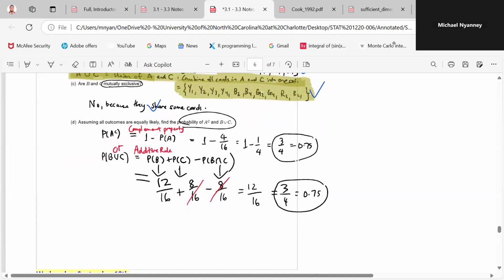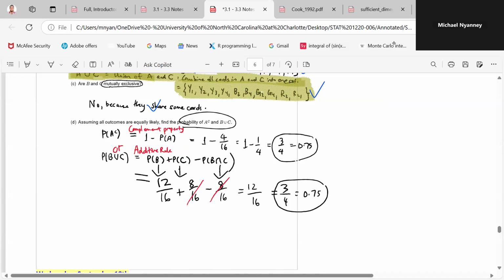Assuming all outcomes are equally likely, it implies that they have equal chance of occurring. So you have 16 of them. If you pick Y1, the probability of Y1 occurring is 1 over 16. We have to find the probability of A complement and B union C. What is the probability of A complement? We can use the complement rule of probability, that is 1 minus probability of A. We know that we have 4 elements in A and they are all equally likely to occur. So we have 4 over 16 for probability of A.